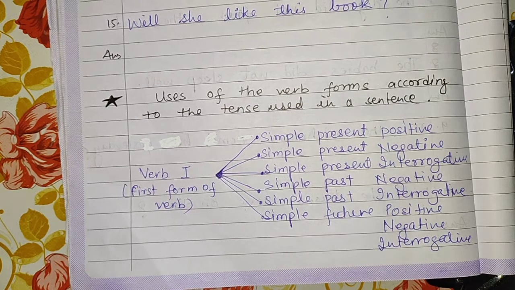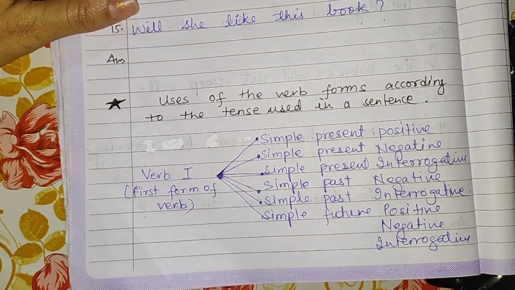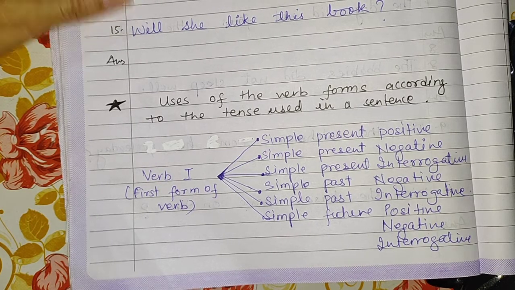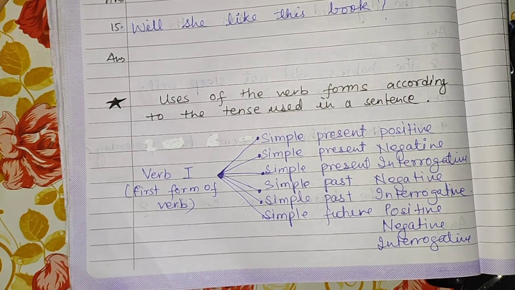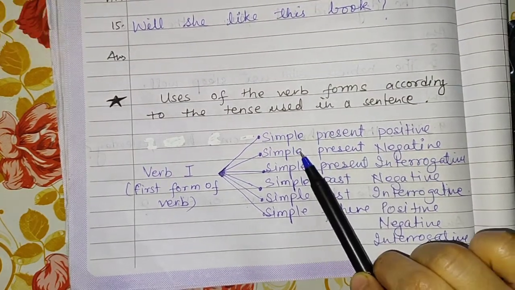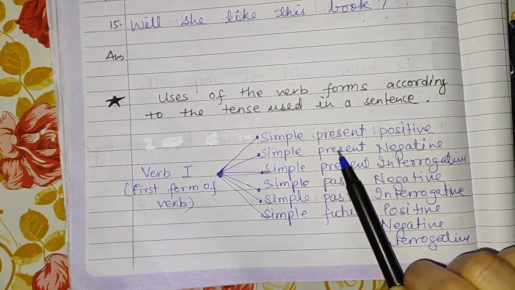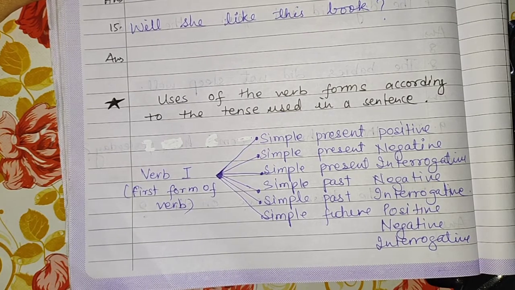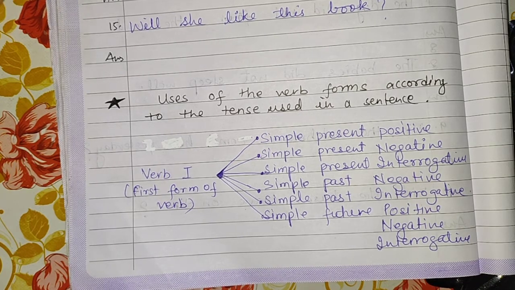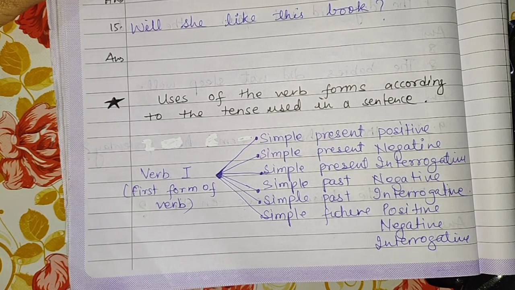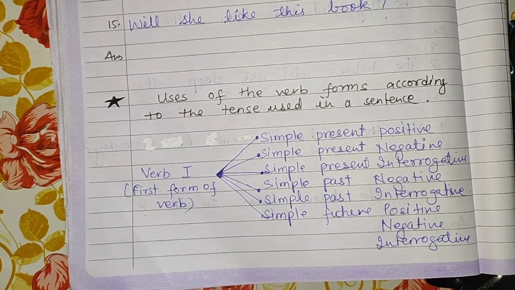She does not write neatly. Here we are using does and not for a simple present negative sentence. What do we use? We use she does and not, and the verb will be: she does not write neatly. And if I change the subject she to the plural they, they do not write neatly. Again I have used the first form of the verb without any change.